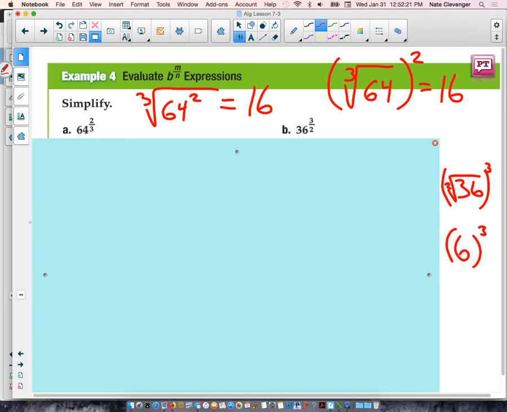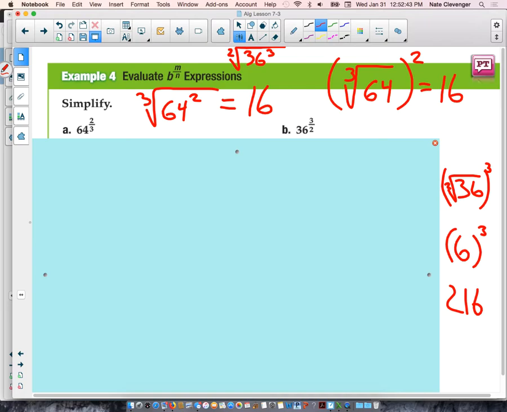36 to the 3rd is 216, sorry. Didn't do that one very well, did I? Okay, if you wanted to, you could do it this way. You would take your 36 to the 3rd first, which would give you some giant number, and then take the square root of that.